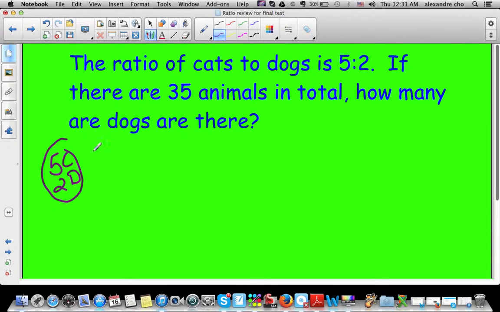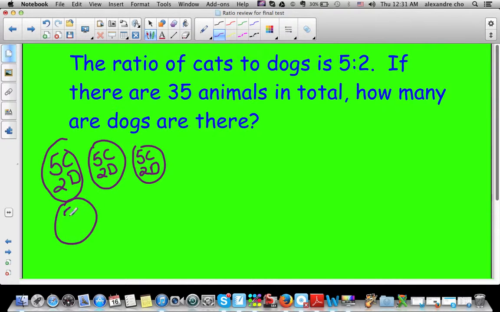So every time it grows, it always grows the same way. So if I draw another group, that next group is going to have 5 cats, 2 dogs. I draw another group, I'm going to have 5 cats, 2 dogs. Okay, ratio is a pattern. It's something that happens over and over again, but the same way. 5 cats, 2 dogs.